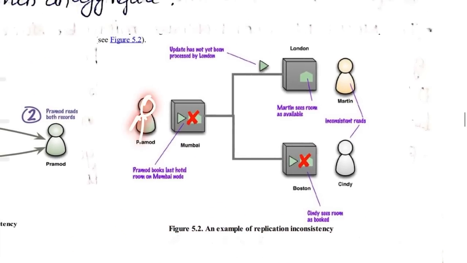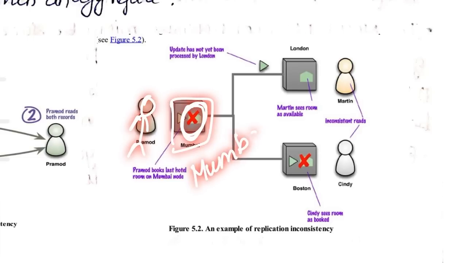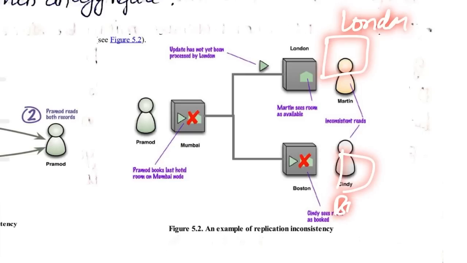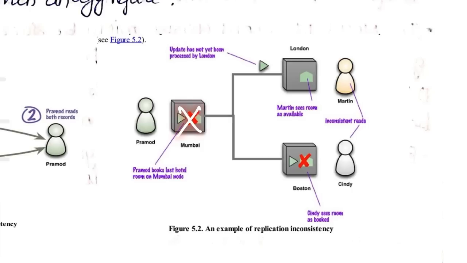So we have Pramod here. Pramod is trying to access a particular hotel, is trying to book a room in that hotel, and one of the hotel nodes is present in Mumbai, and the same nodes are present in London and Boston. Okay, so Pramod has booked the hotel here. Pramod has booked the room here completely. Okay, after that, we can say that the nodes are being replicated to other locations.